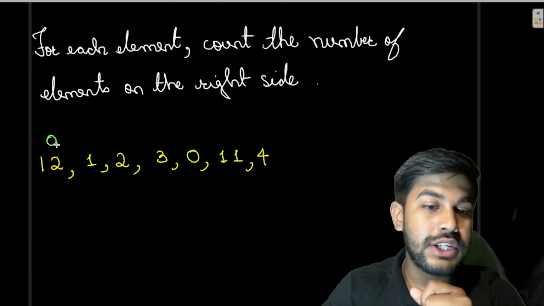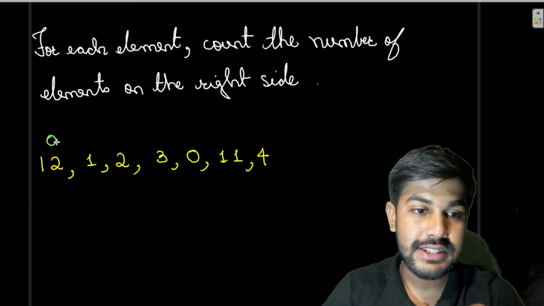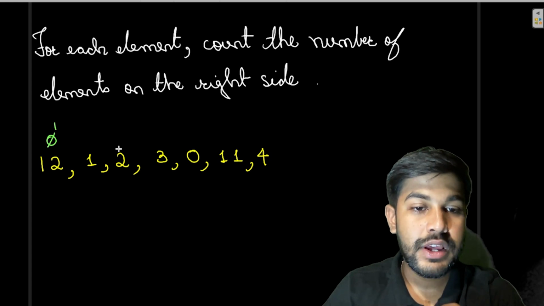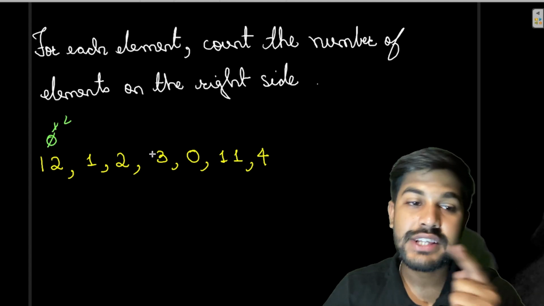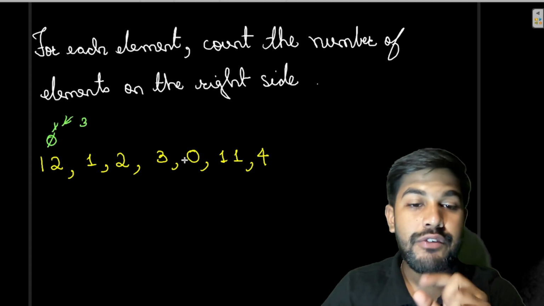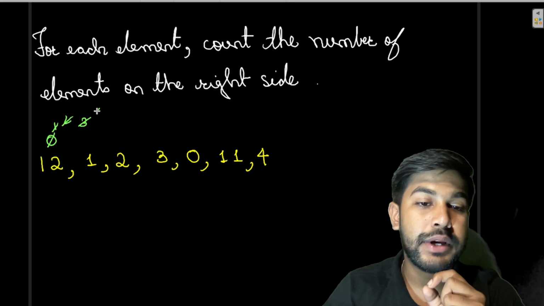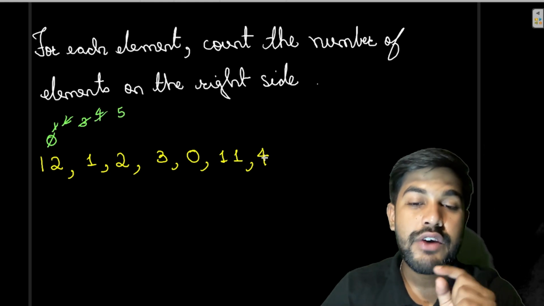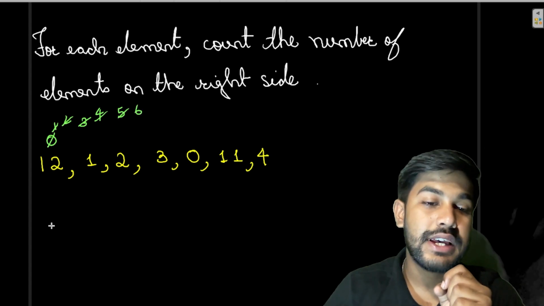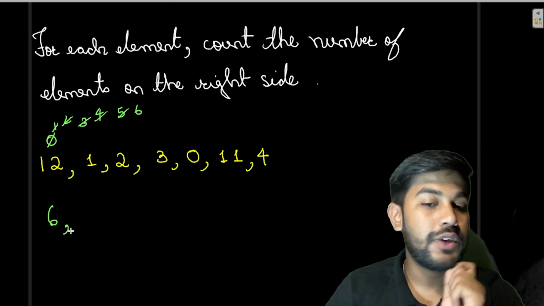So the count initially is 0. We have an element on the right hand side, 1, so this would become 1. We have 2 less than 12, so this would become 2. We have 3 less than 12, this would become 3. We have 0 less than 12, this would become 4. We have 11 less than 12, this would become 5. We have 4 less than 12, this would become 6. So for the first element, the value is 6.